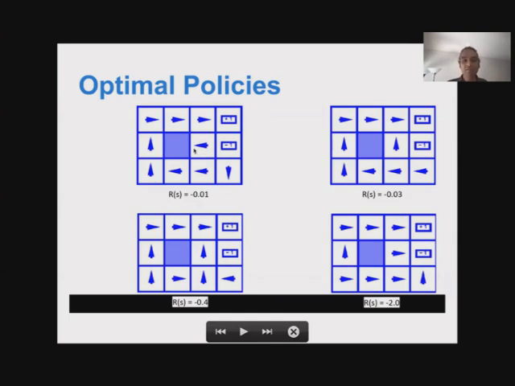In particular, let's look at what's going on in this square over here, right? In the policy we just looked at, the best move is actually to go up, which is intuitive and makes sense. If you're here, you want to get to the diamond, you go up and then over. But here, the best thing to do is not to go up, but actually to try to go left. Why is the best thing to try to go left?